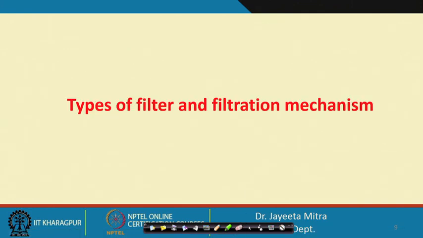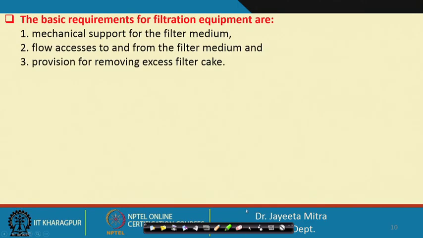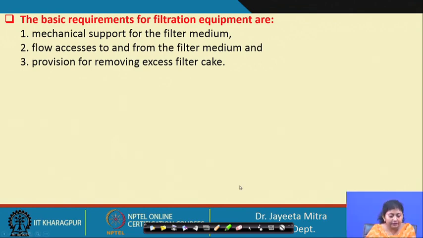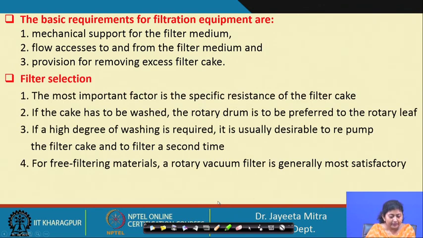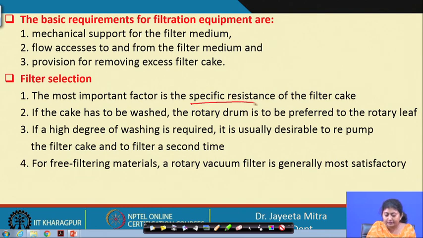Okay. Now, next is types of filter and filtration mechanism. Now, the basic requirements for filtration equipment are, what are the things needed? First is the mechanical support for the filter medium, flow access to and from the filter medium, and provision for removing the excess filter cake. And filter selection, what will be the basis of selecting the different kinds of filter? The most important factor, as we know, is specific cake resistance.